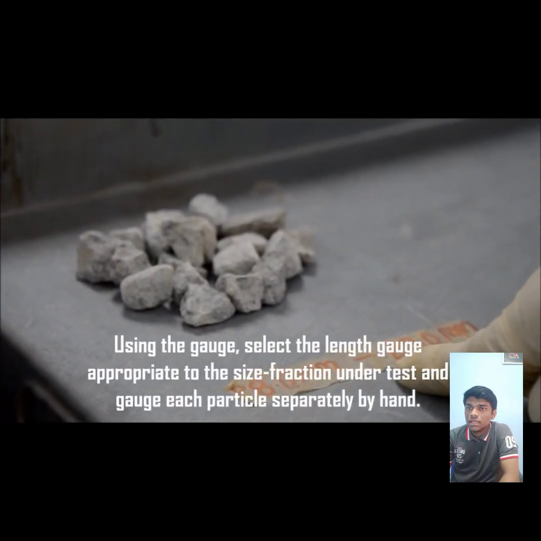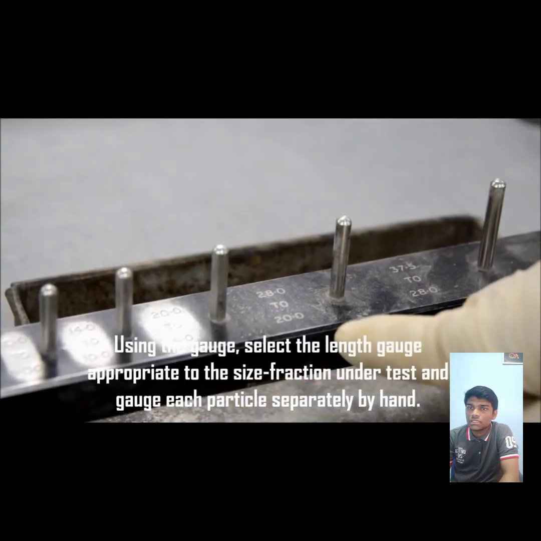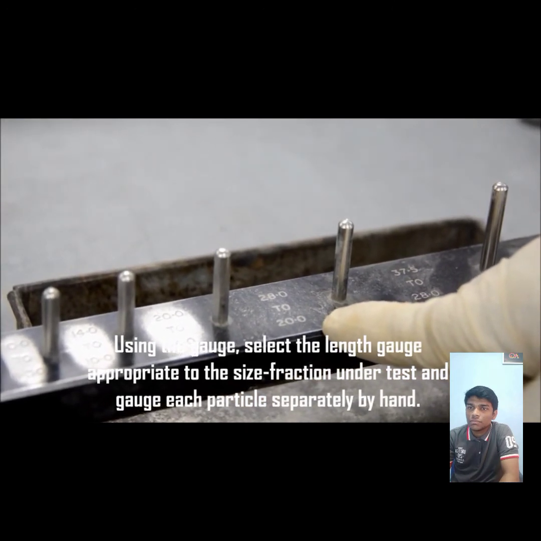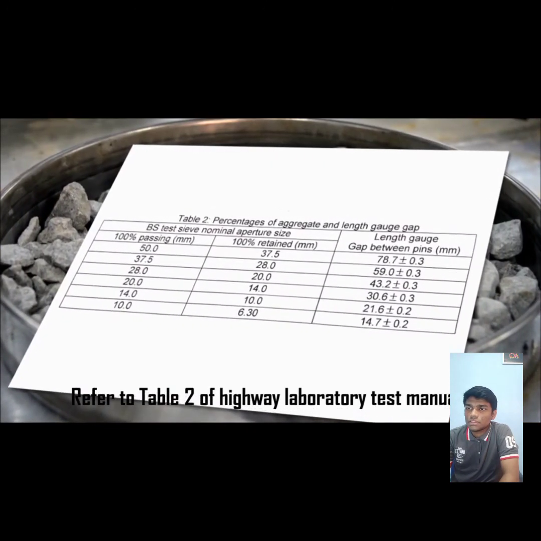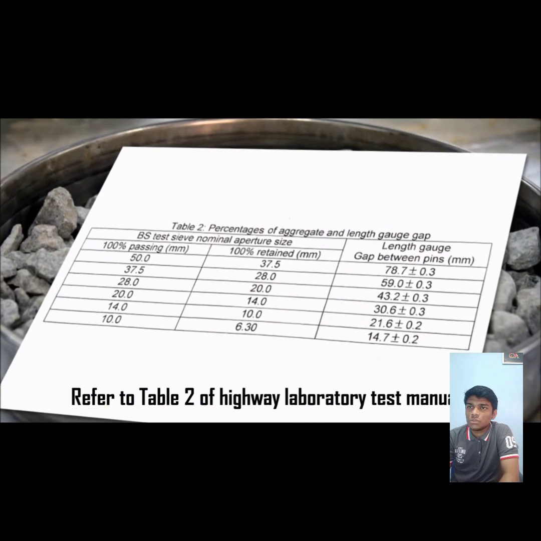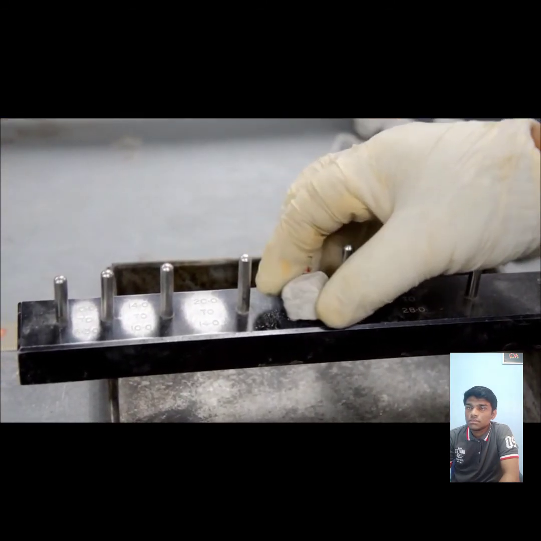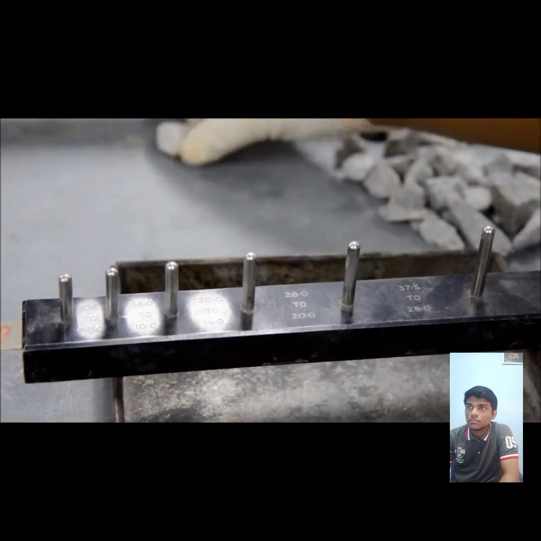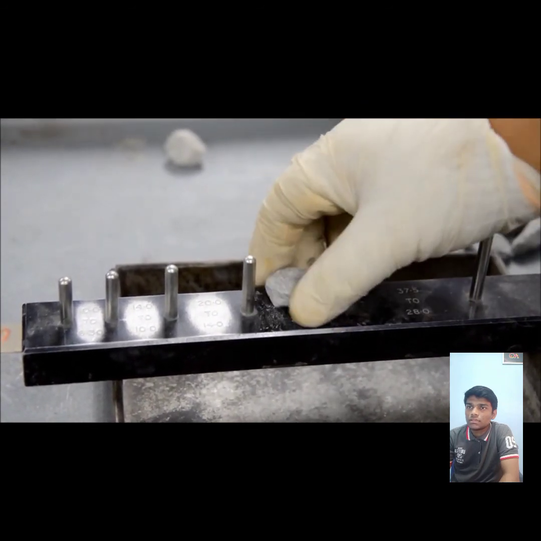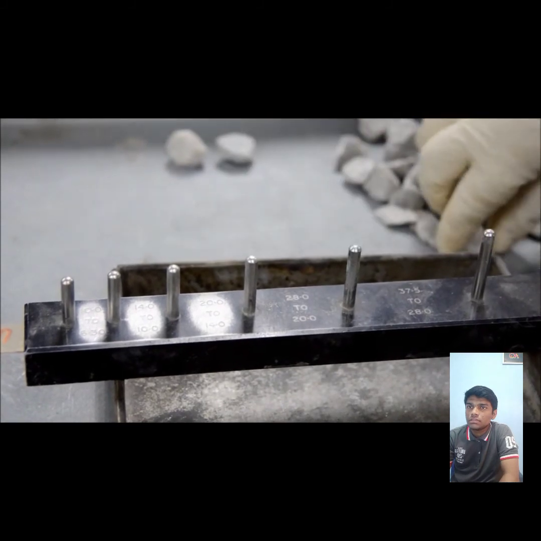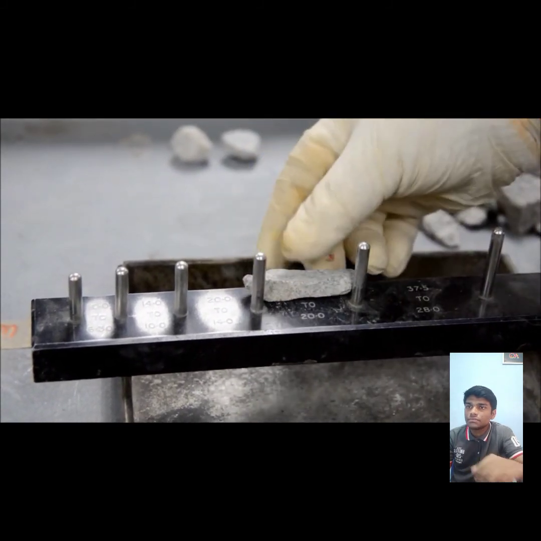Using the gauge, select the length gauge for the size fraction under test, and gauge the particles separately by hand. Reference Table 2 of the Highway Laboratory Test Manual. So this is the table. So we use the length gauge for elongated aggregate.